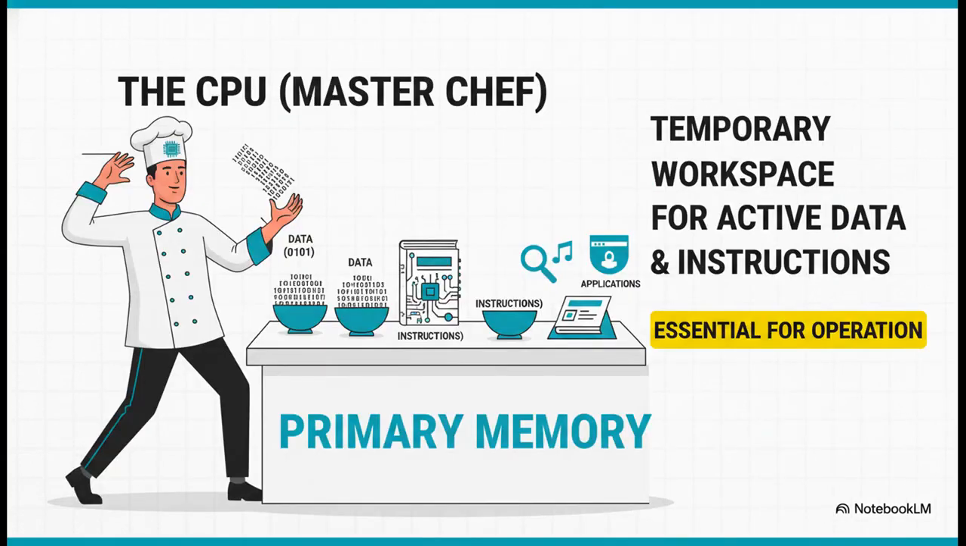Okay, let's use an analogy. Imagine the CPU is a master chef, just flying around the kitchen at lightning speed. Now, this chef can't possibly hold all the ingredients, the pots, the pans, and the recipe book all at once. It's just not possible. They need a kitchen counter, a temporary workspace to lay out everything for the meal they are cooking right this second. And that, right there, is exactly what primary memory is for a computer.